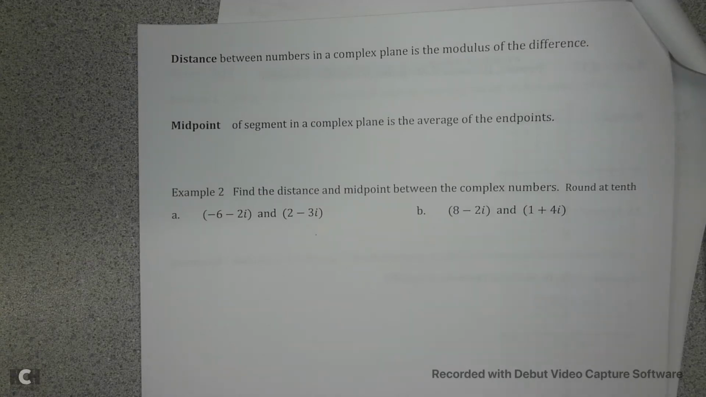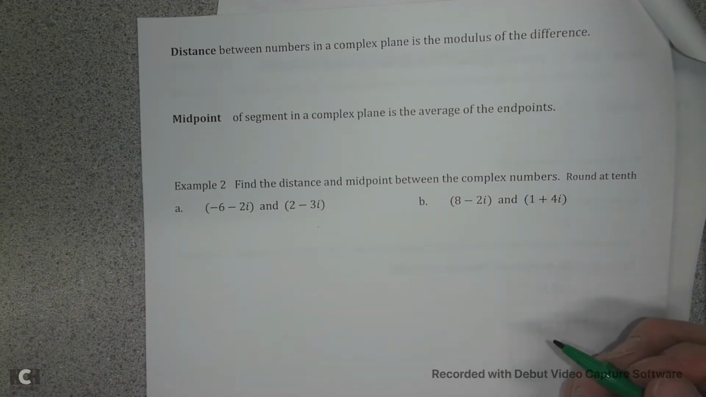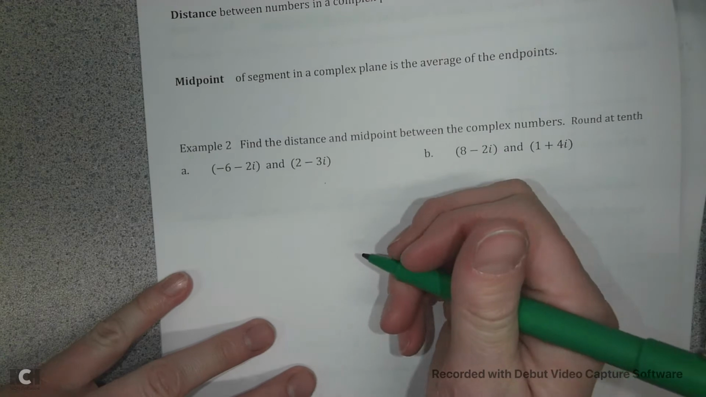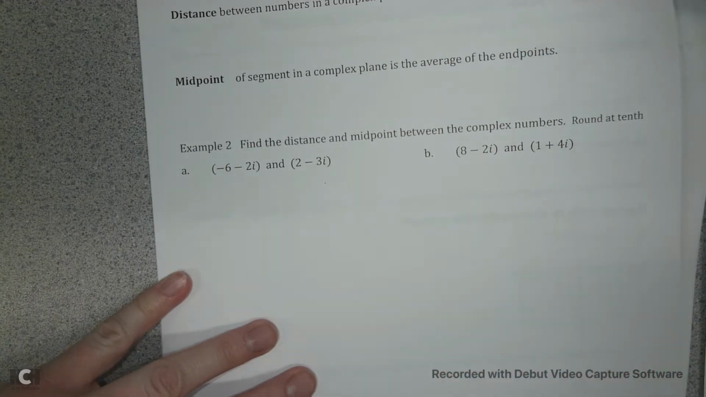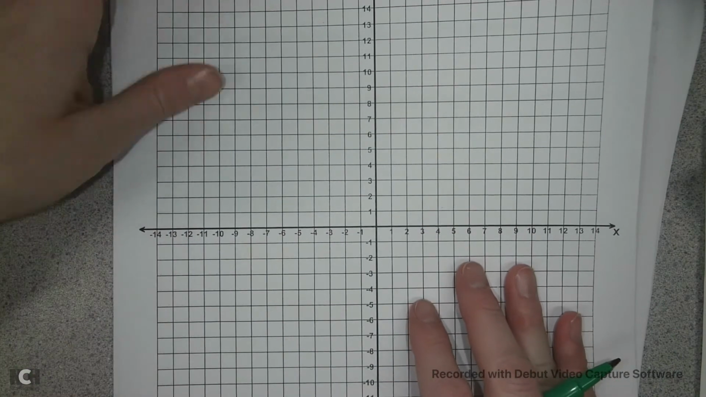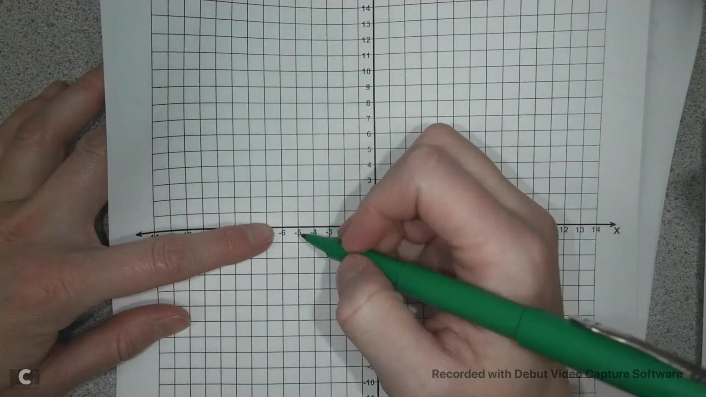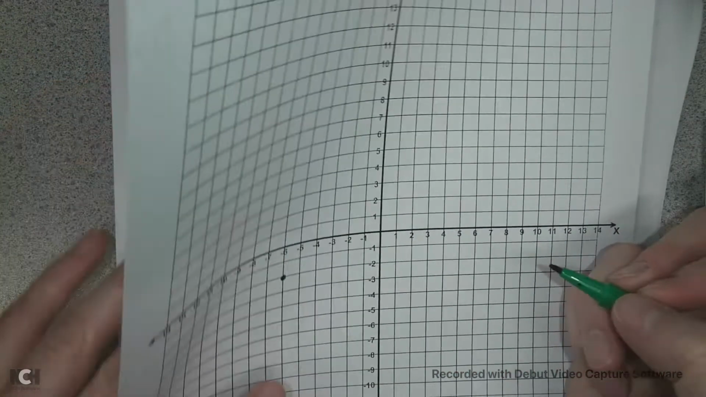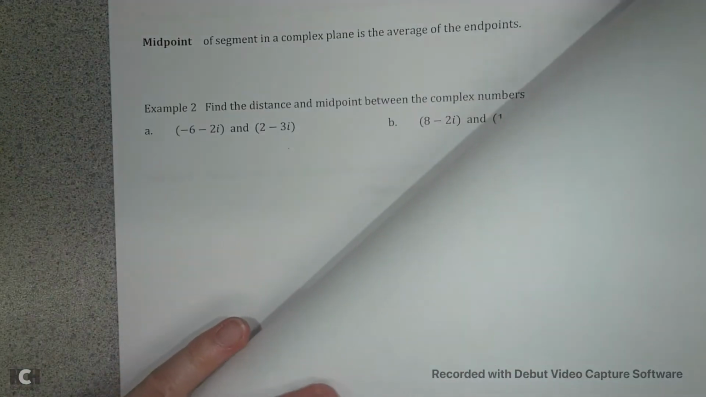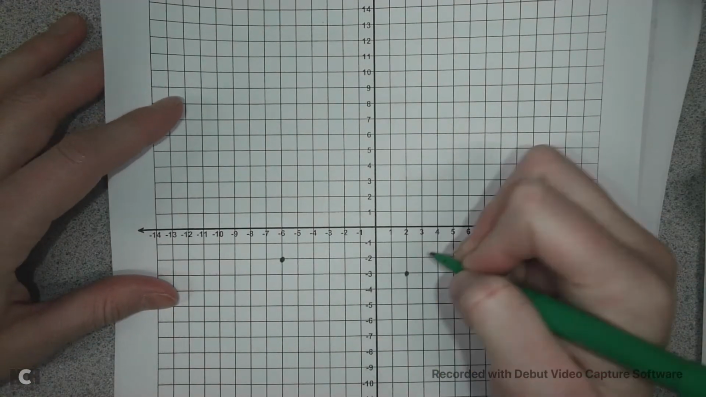Okay, so today we're going to be talking about the distance and the midpoint between complex numbers. If you think about this, if I were to graph these on a coordinate grid, my first number is -6 minus 2i, and then my other complex number is 2 minus 3i.